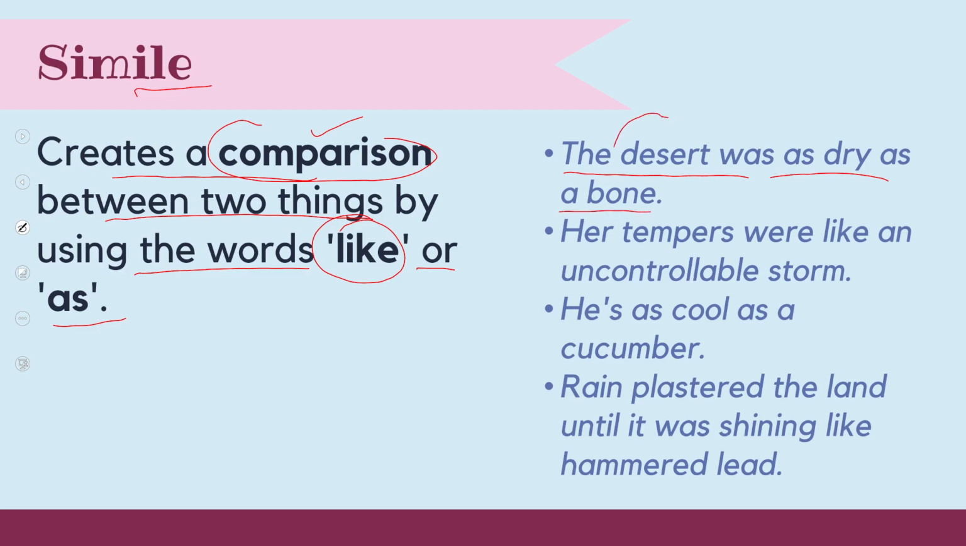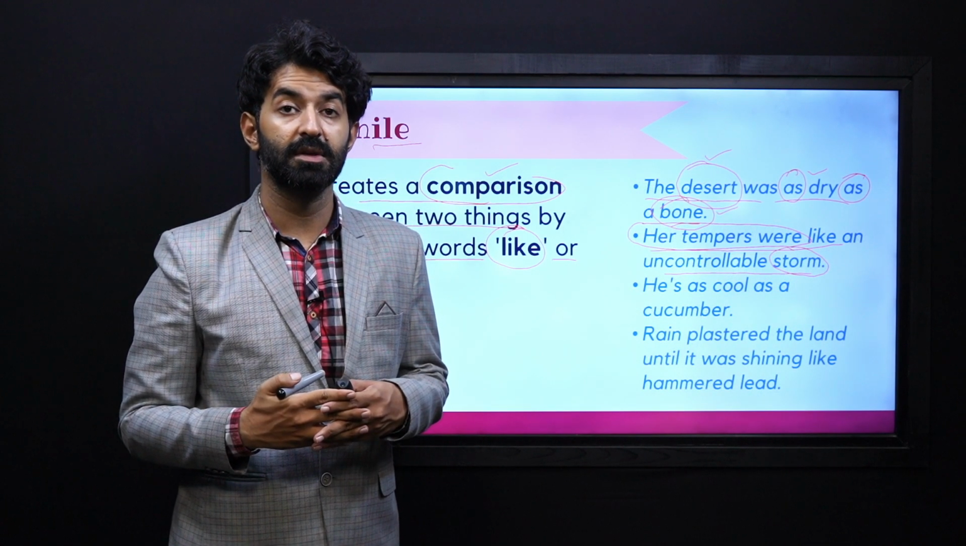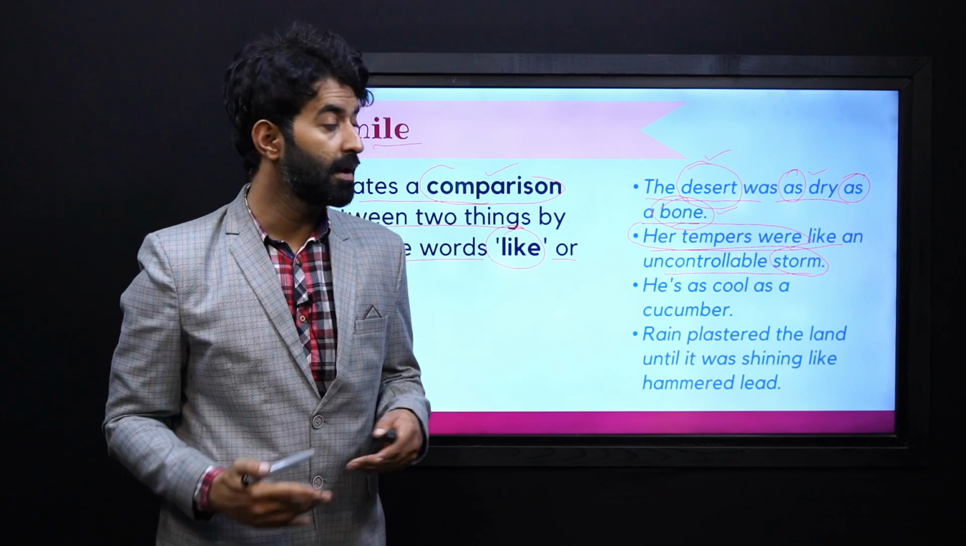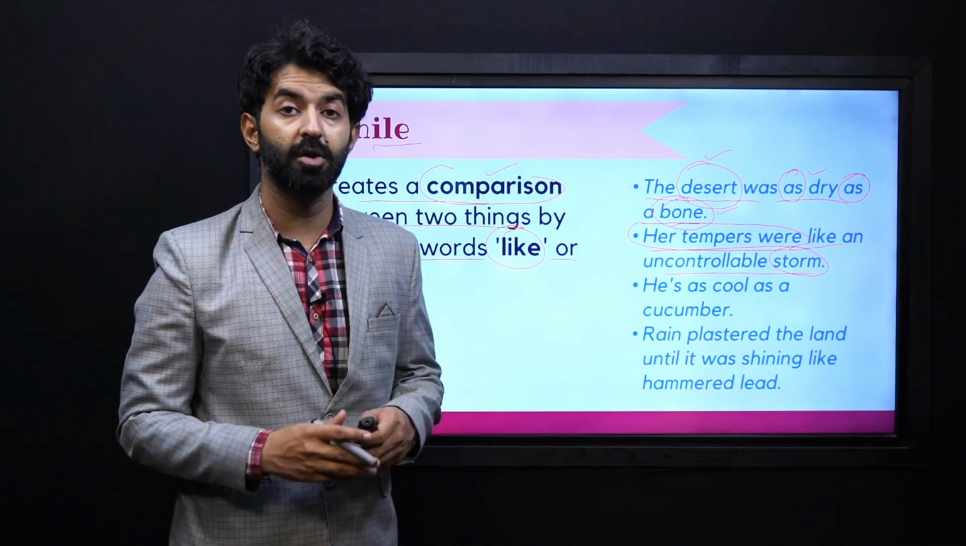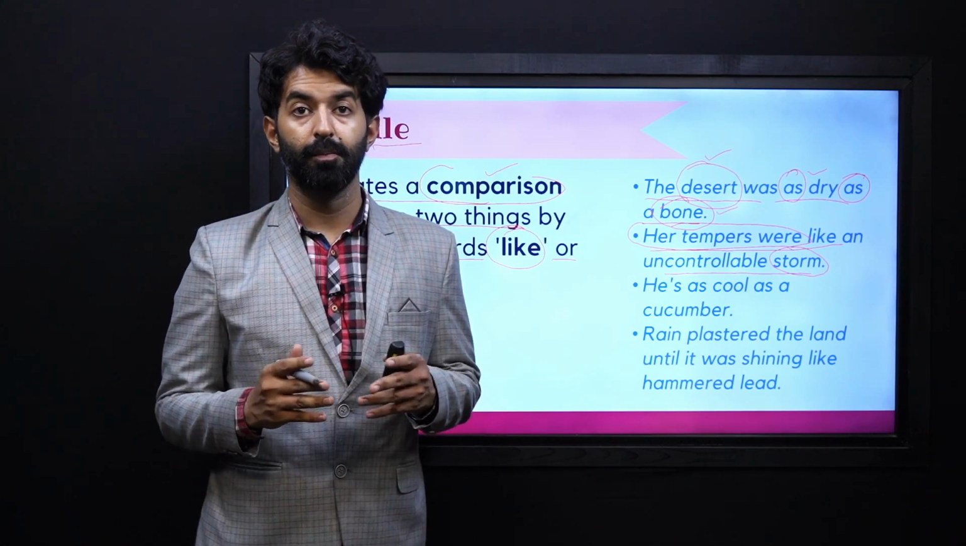Here the desert is being compared with a bone. Now the desert does not have water, it's dry. Dry like a bone. So here we use the word as to show a comparison. Her temper was like an uncontrollable storm. Her temper is being compared with a storm because both of them have a likeness, which is their uncontrollable nature. You can read the next examples by yourself. So this is what we call a simile, and it produces a very good effect in the poem.